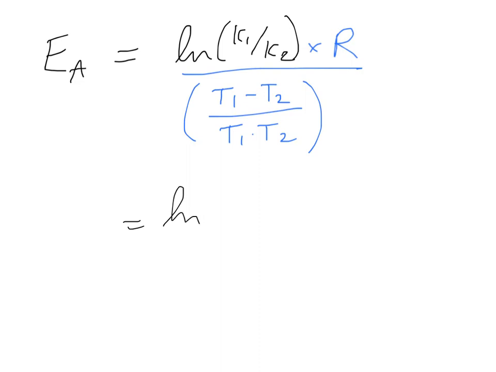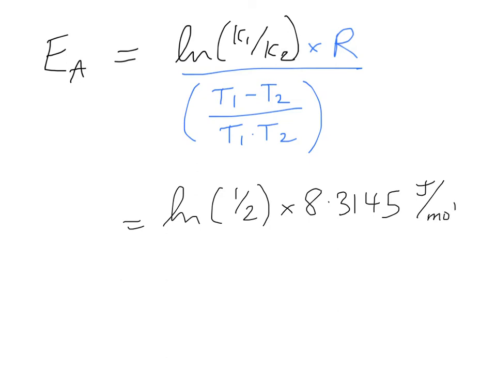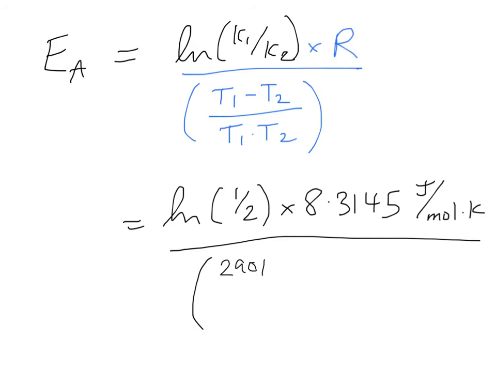The natural log of those rate constants we saw was the natural log of a half. R is 8.314, and I like to put the 5 on the end. Why not have an extra significant figure? Those units are joules per mole Kelvin. I've got my temperatures on the bottom. T1 was my original temperature, and that was 290 Kelvin. T2 was my final temperature, 295 Kelvin. And we're dividing that by T1 times T2.